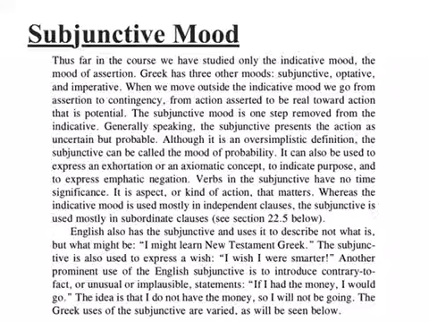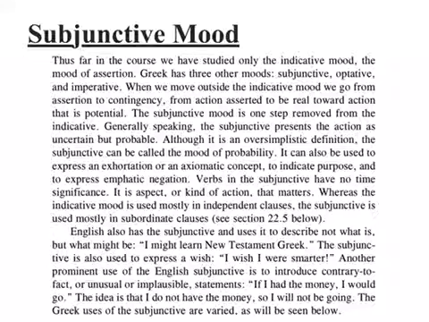The subjunctive mood is one step removed from the indicative. Generally speaking, the subjunctive presents the action as uncertain but probable. Although it is an oversimplistic definition, the subjunctive can be called a mood of probability. It can also be used to express exhortation or the axiomatic concept, to indicate purpose, and to express emphatic negation.